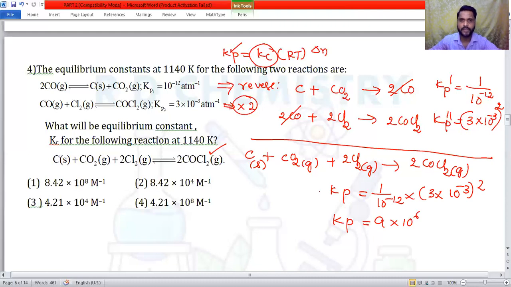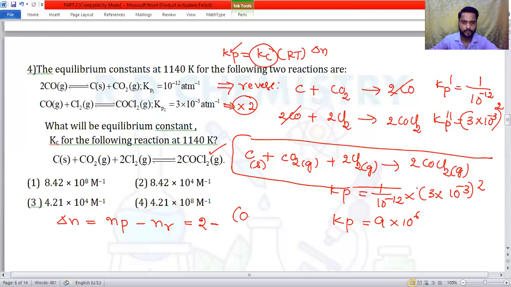But we need to calculate Kc. For that we also require delta N. What is delta N? Delta N is equal to the number of moles of the products minus the number of moles of the reactants. Now in this equation, we have to count how many moles of products there are. The number of moles of products is only 2, minus that of the reactants. Carbon is not in a gaseous state. Delta N is meant only for the gaseous state, so plus 1 plus 2.